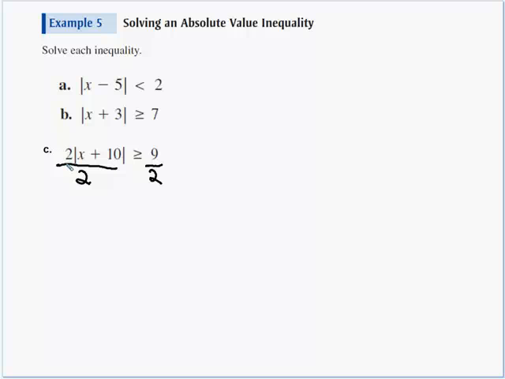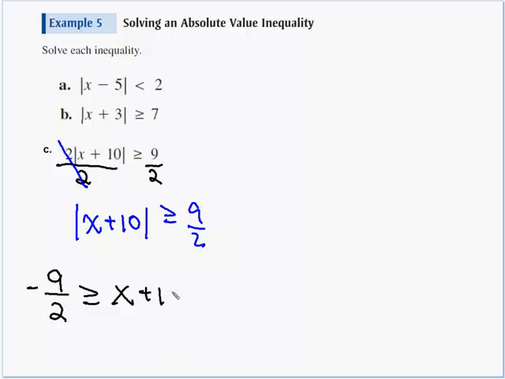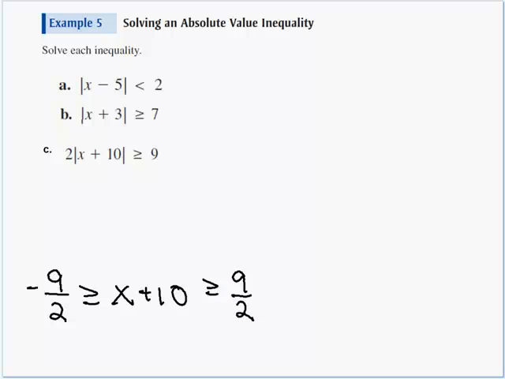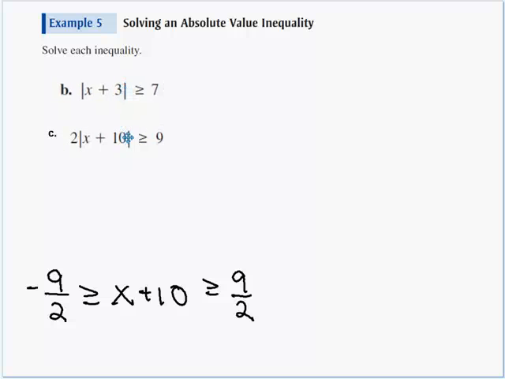So I'm going to try to keep it short and simple. I'm going to divide by 2. So now those are gone, and I have my x plus 10 in bars greater than or equal to 9 halves. Now that I got the absolute value bars alone, I can put my negative 9 halves on the other side. So negative 9 halves is greater than or equal to x plus 10 is greater than or equal to positive 9 halves. Okay, we want to get that x alone in the middle.